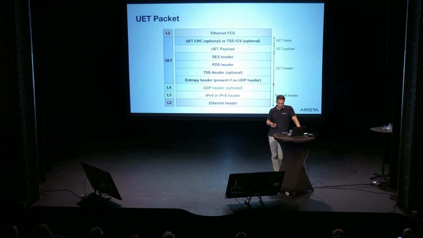Another header that is optional is called the transport security sublayer, because security is really a first-class citizen within the Ultra Ethernet transport, which makes it possible to encrypt the entire payload and part of the UET header as well. And then at the end, you have a normal CRC trailer, which is also optional, and also a trailer for the security part.